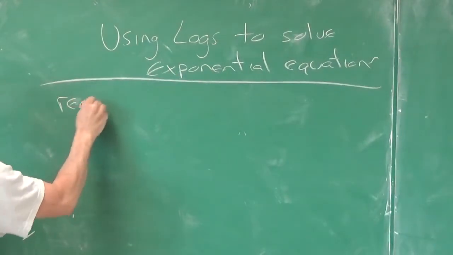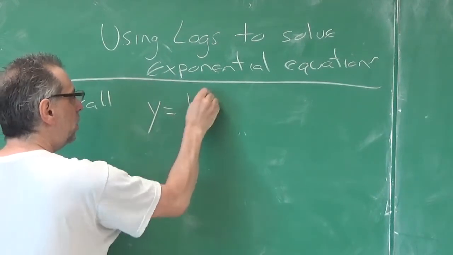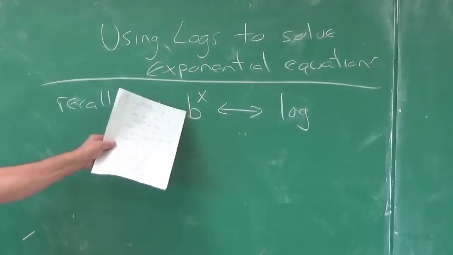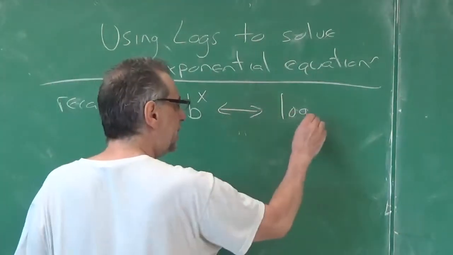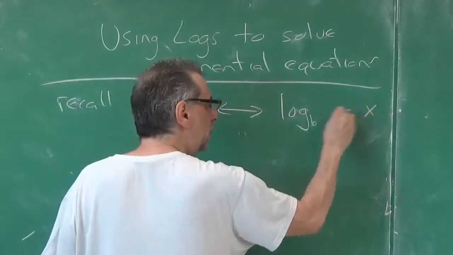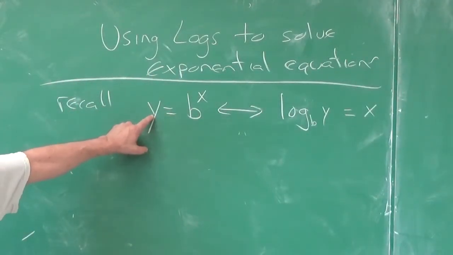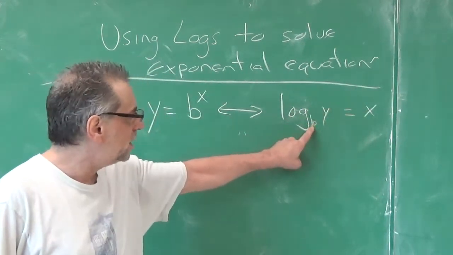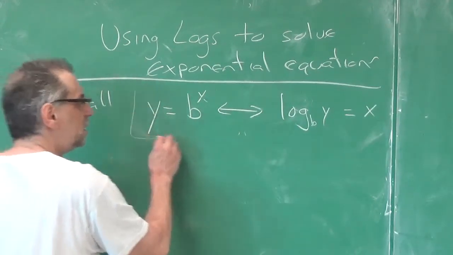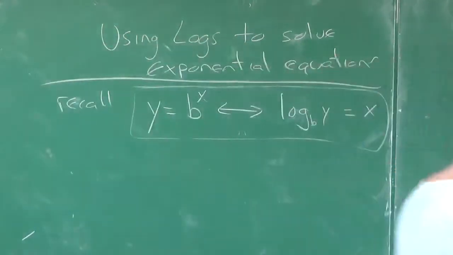All right, so recall the relationship between exponential form and log form. All right, we said if y equals a base raised to an exponent, then that base is the base of the logarithm. The exponent is the result, and this is the exponent that we put on this base to get this result. All right, so this is the idea that we're going to use to solve these equations.